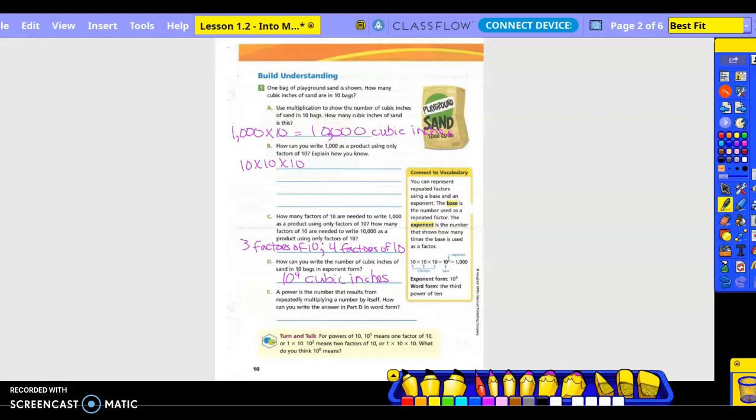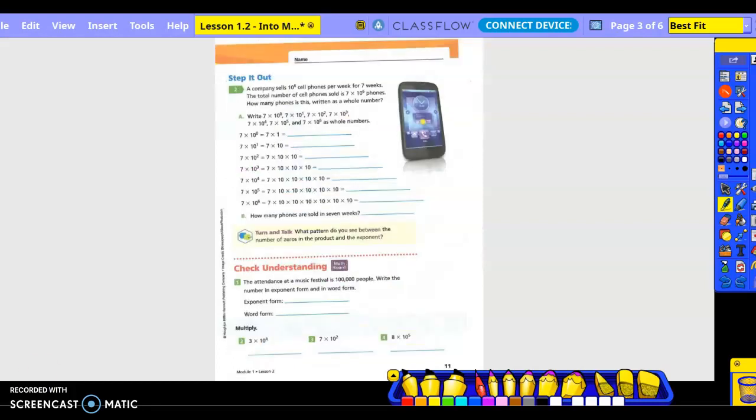How can you write the answer in part D in word form? So we're going to look over here and we're going to say the what? The fourth power of 10. So that should be all in word form, right? When they do word form, they start with the exponent first and then see what the base is, right? Okay.